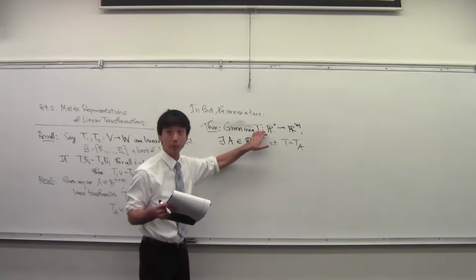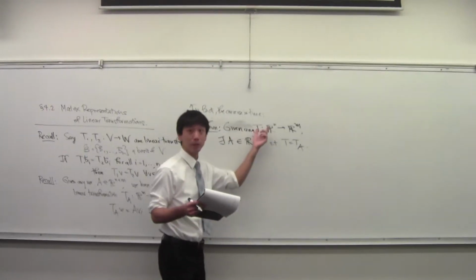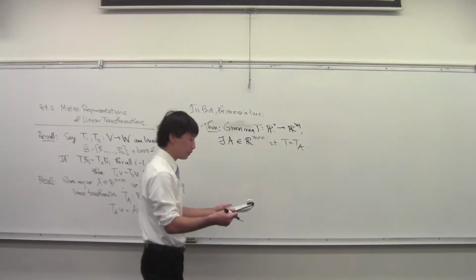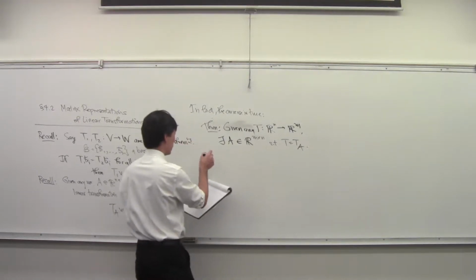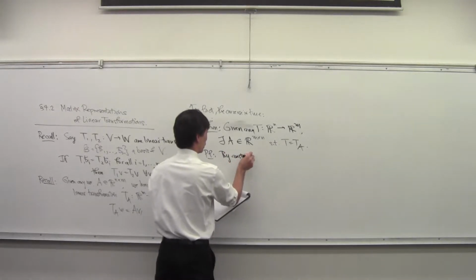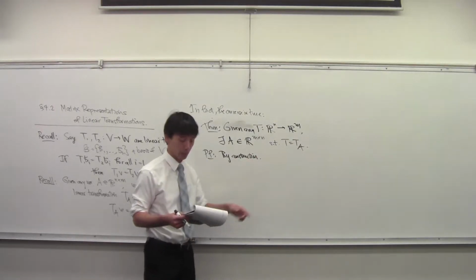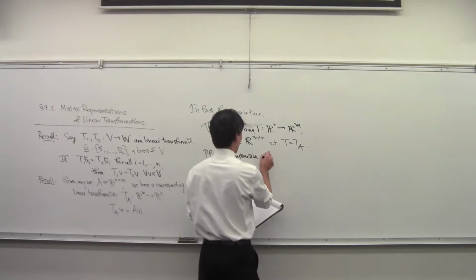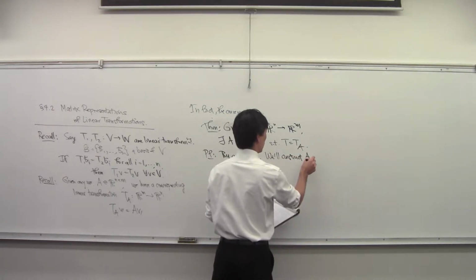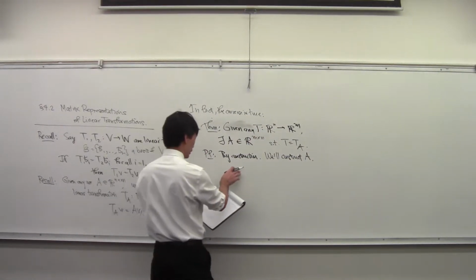So every transformation actually arises from some matrix. Given a matrix, you can make a linear transformation. Given a linear transformation, it actually comes from some matrix. So here's the proof. The proof is by construction. We will make the matrix A that makes this happen. We'll construct the A that we desire, and here's how we're going to do it.